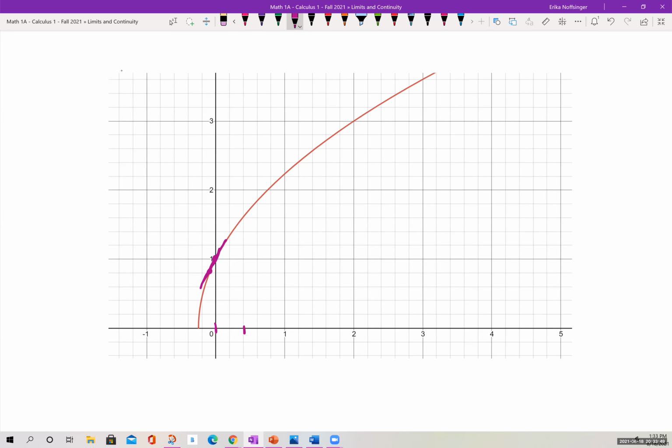And so if it didn't go to one particular value, then it might not have a slope at that particular point. It might be undefined. And we'll talk about that later in the course.